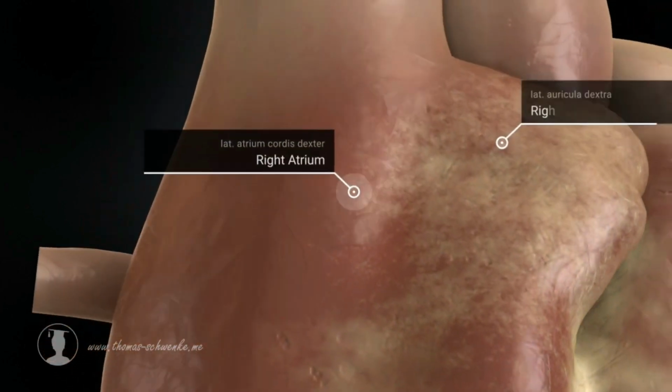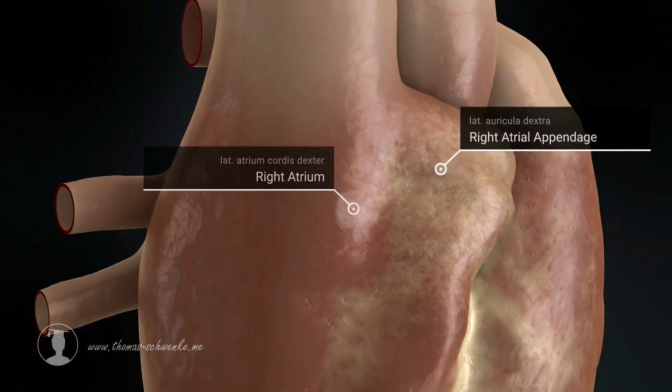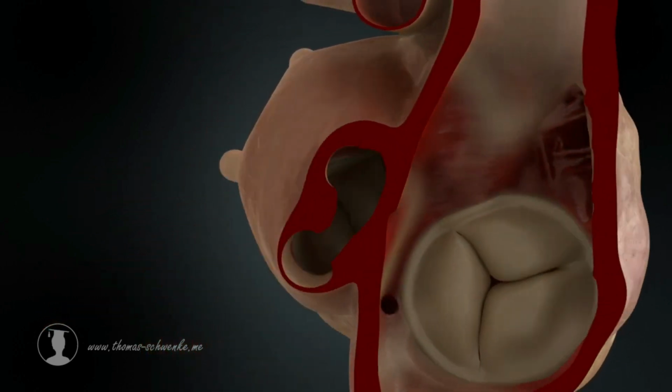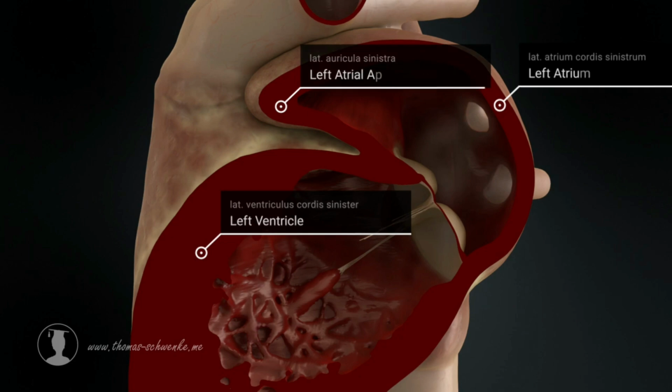The atria have muscles too. The fine parallel muscular ridges, which scientists refer to as pectinate muscles, can be found particularly in the right atrium. In contrast, the left atrium with its atrial appendage has more of a smooth structure.